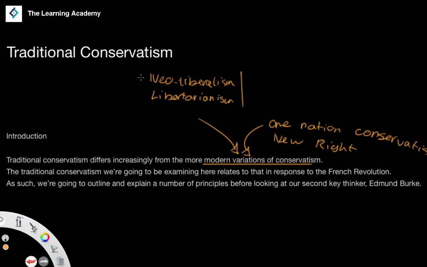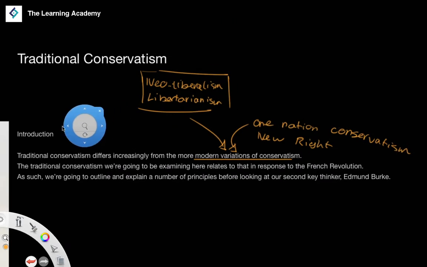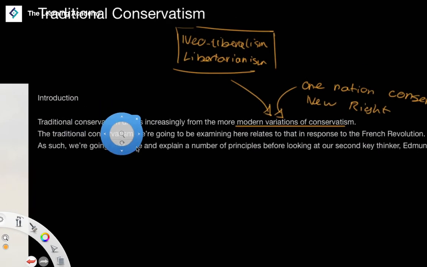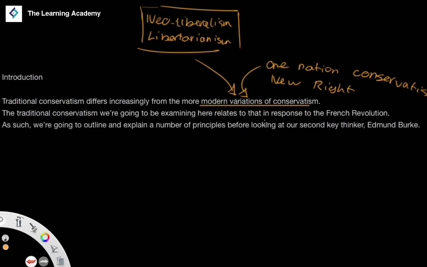Now, these I'm going to put in a separate bubble because there's some debate and argument as to what extent these qualify as conservative positions. However, generally speaking, neoliberalism and libertarian thought tend to align more closely with the political platforms and the positions of modern conservative parties in the world today. So the traditional conservatism we're going to be examining specifically relates to that in response of specifically the French Revolution.